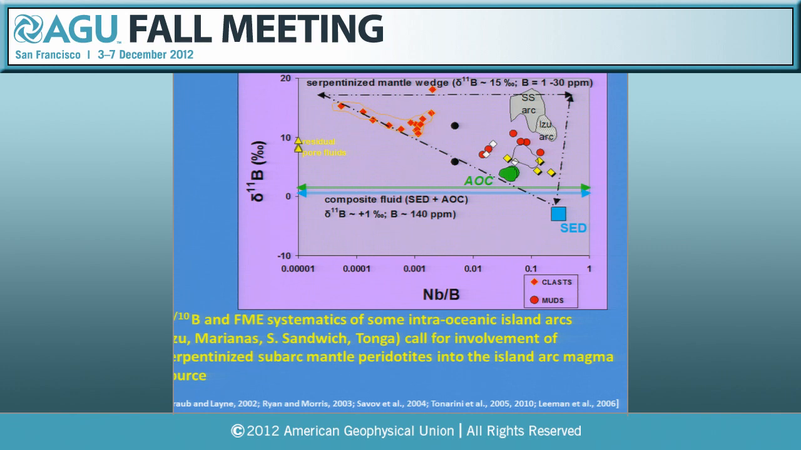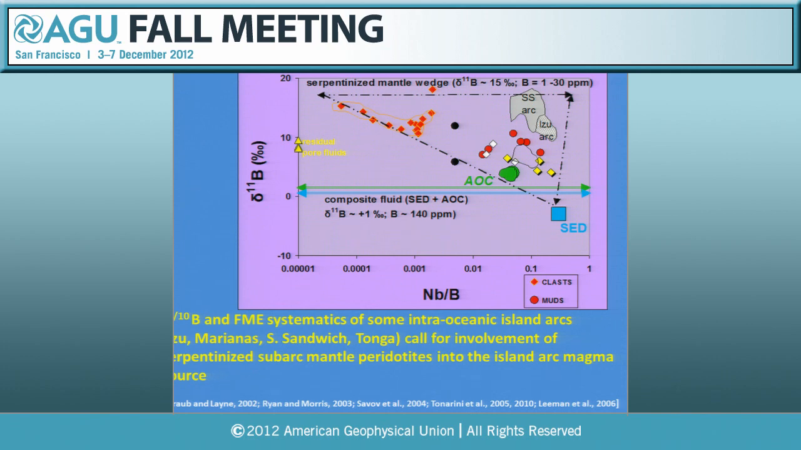These here are various arcs. This is South Sandwich, this is Izu, this is Marianas and Tonga and Mexico. And what I've also plotted is the abundances of the muds and the abundances of the clasts. This is the boron isotopes, and this is niobium boron. Niobium boron is a ratio that is not disturbed by any magmatic process, so it's a very good fluid tracer, since niobium is fluid immobile and boron is a highly fluid mobile element.